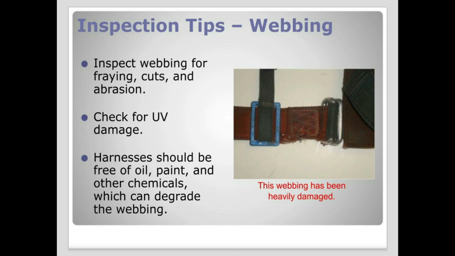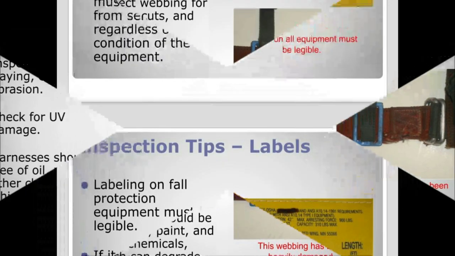Inspection tips on webbing. Inspect webbing for fraying, cuts, and abrasion. Check for UV damage. Harnesses should be kept free of oil, paint, and other chemicals which can degrade the webbing. This webbing in the picture has been heavily damaged. Do not use webbing that you see with damage like this.